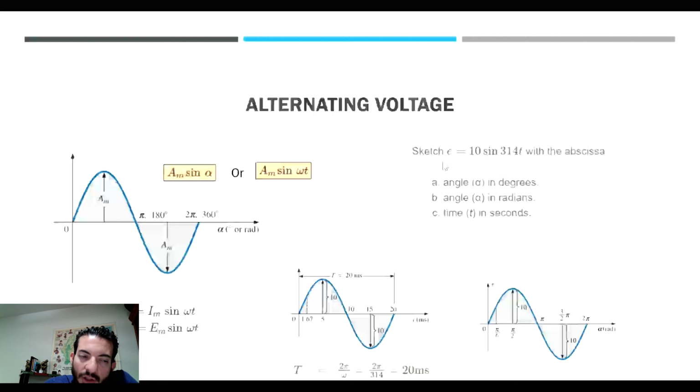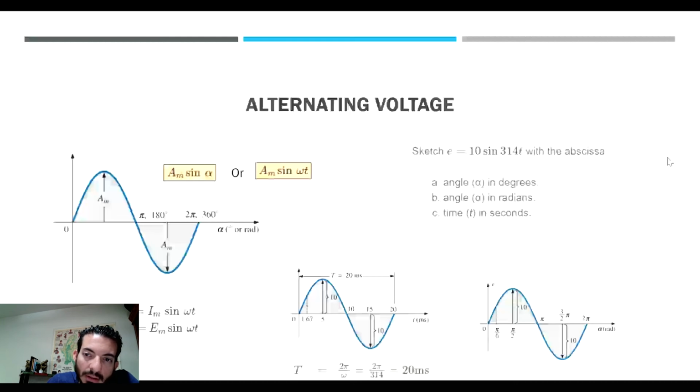So, for example, sketch the energy wave that has 10 times sine of 314 t with the abscissa. So t is going to be the variable in the x-axis. If you notice here, right here is t. 10 is going to be the amplitude. So this is going to go from 0 to 10. And 314 is 2 times pi times f. Okay? So 314 equals 2 times pi times f. The only thing that you don't know is f, the frequency.